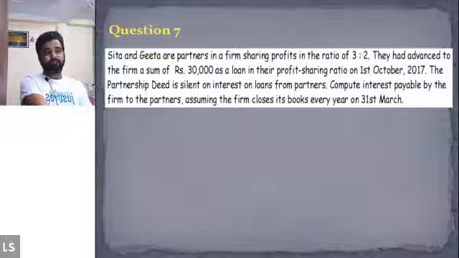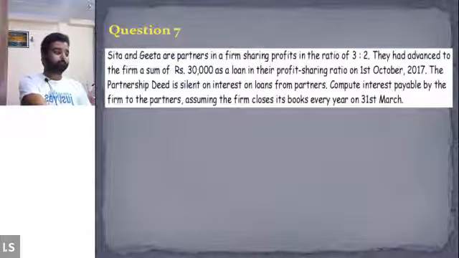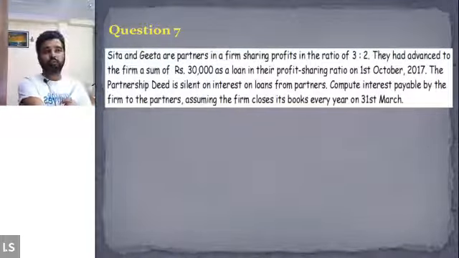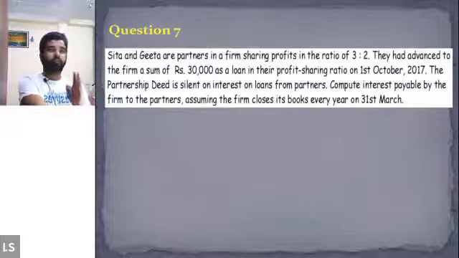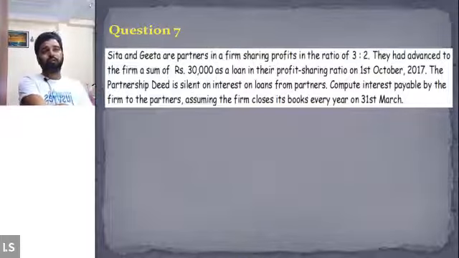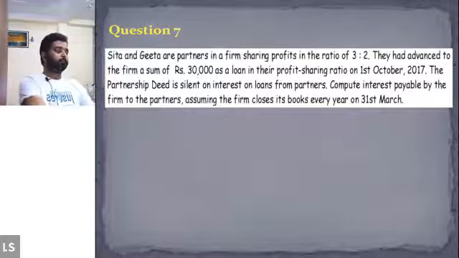And the loan has been given on 1st October 2017. There is no partnership deed. The partnership deed was silent about the treatment of interest. We need to compute interest payable to the firm as per the Partnership Act 1932, assuming that the firm closes its books every year on 31st March. Okay, so I hope the question is clear to all. Two partners sharing their profits in the ratio of 3:2 contributed a certain sum to the business as a loan in their profit sharing ratio, that means in the ratio of 3:2. On 1st October, we need to calculate interest on their loan contribution.